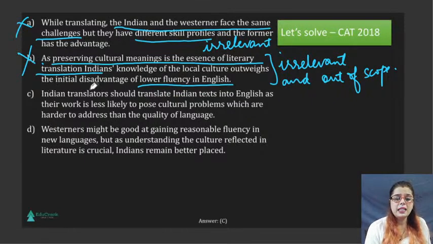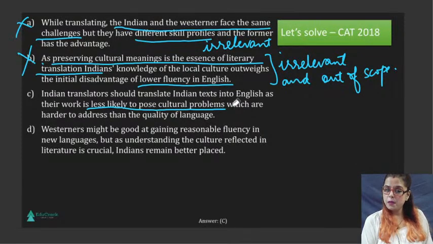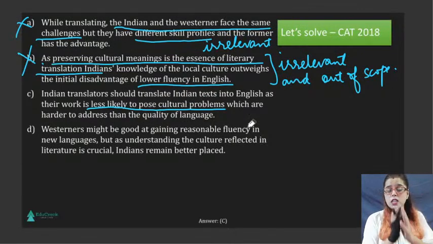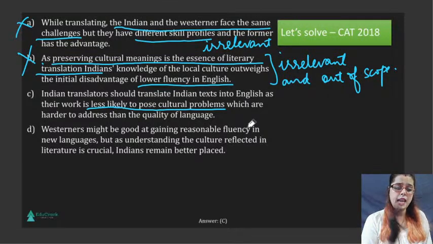Option C says, Indian translators should translate Indian texts into English as their work is less likely to pose cultural problems because they have an understanding of the culture as well as the language, and cultural problems are harder to address than the quality of language. Translation of the emotion, of the cultural aspect, is more difficult than translation of just the language. So let it be to the Indians to translate the Indian text. Is this not exactly what the passage was talking about? So we go with option C. We think option C is the right answer as of now.